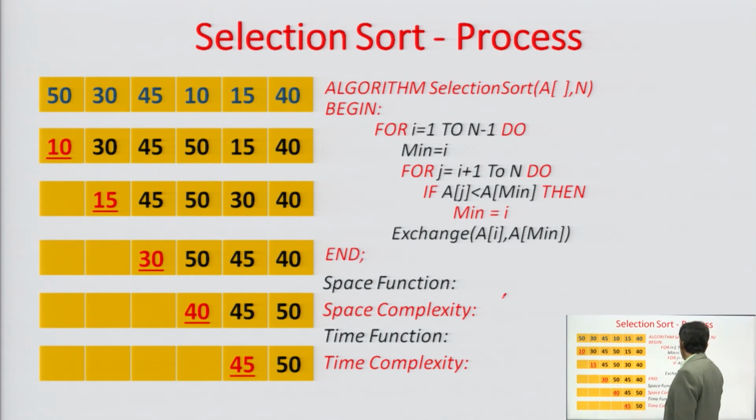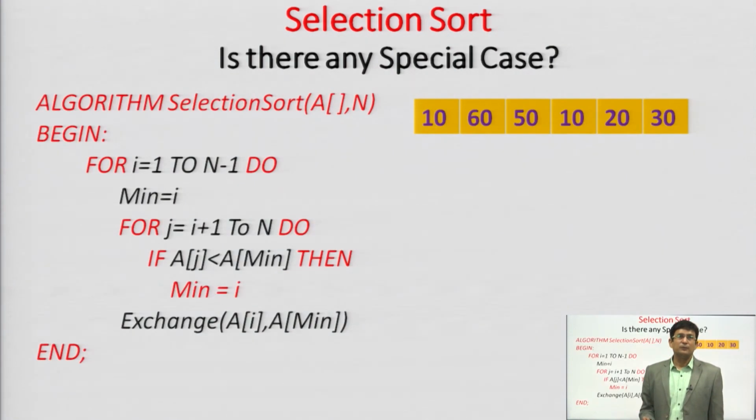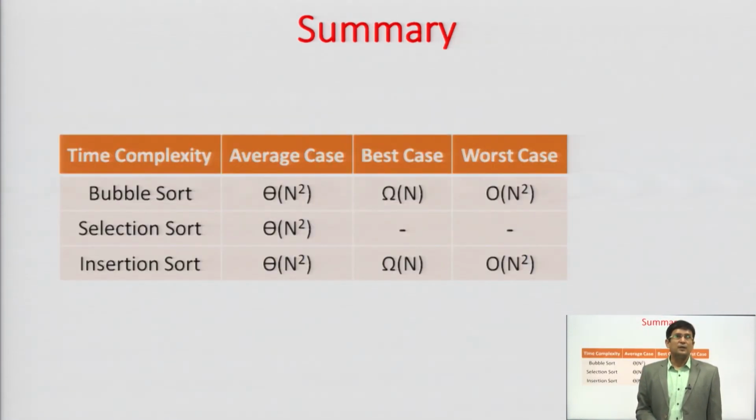Space complexity will be theta 1, because you require 3 extra variables, or in this case 4 extra variables, as minimum is the extra required here. Now, there is no special case. Let us come to the summary.